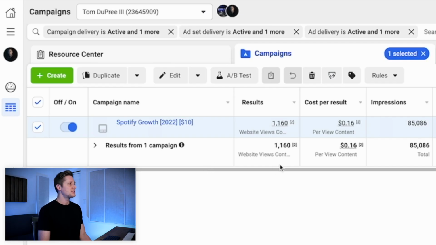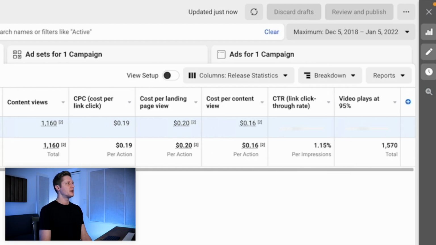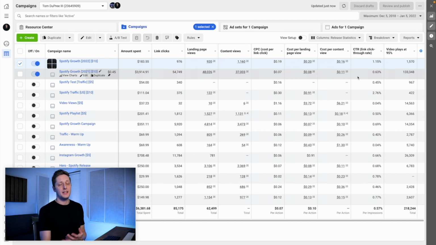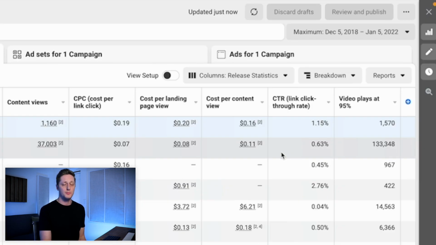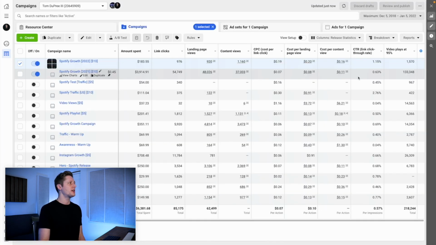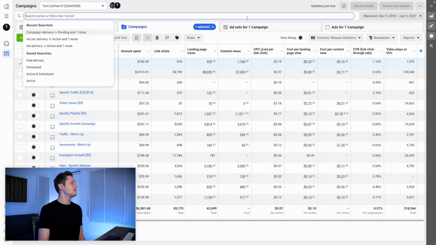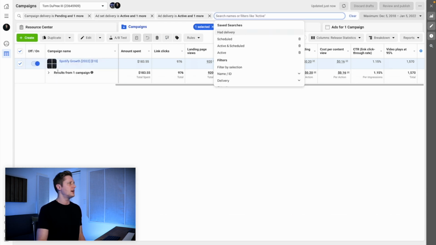So I've had 1,160 views content and an average cost of 16 cents per view content. Now that may seem a little bit high compared to some of the numbers I had last year, but there's a reason for that, and we'll get into it. If we scroll over here, we can see also that the click-through rate is on average 1.15% for this growth campaign. Now, if we compare that to the numbers from last year's Spotify growth campaign, you can see that that campaign averaged for its entire lifespan 0.63% for click-through rate. So we're going to go back to narrowing this down and just take a look at our new growth campaign.